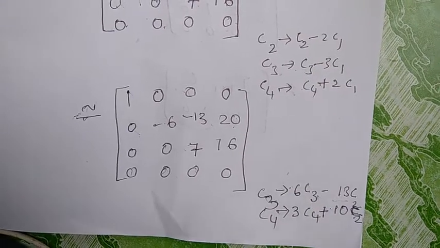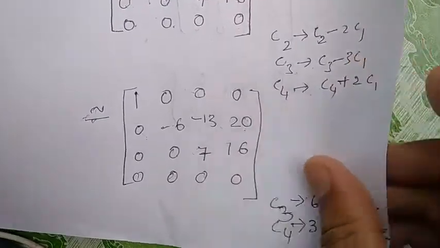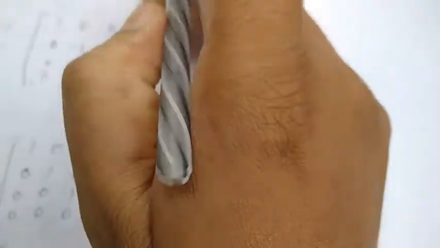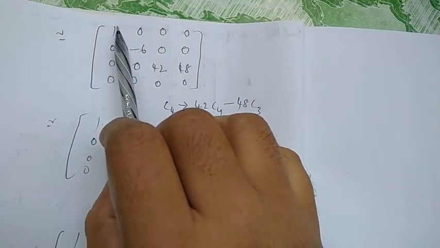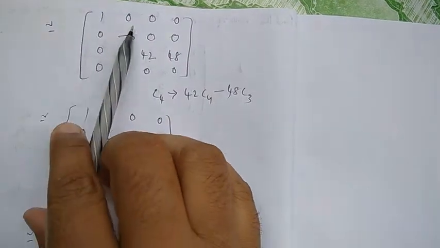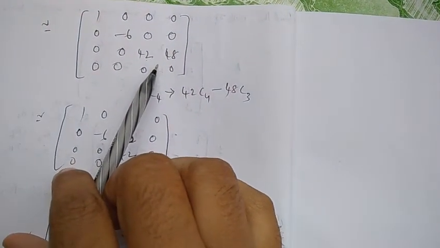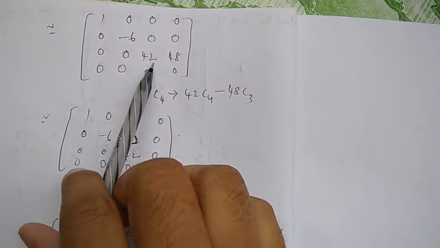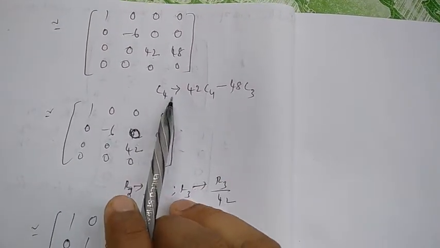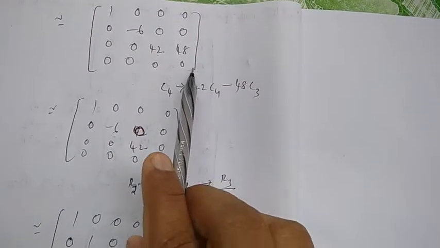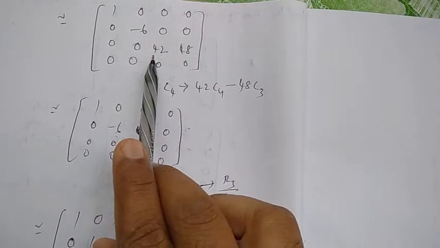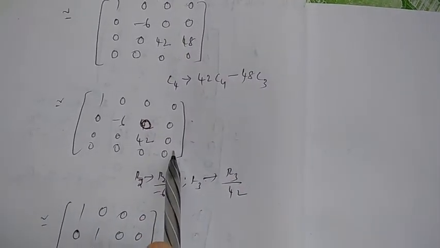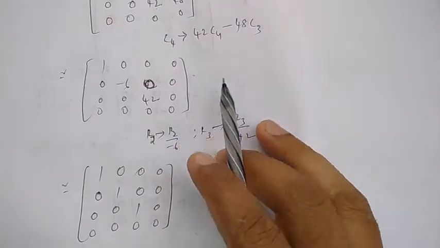Now use this operation. There is no change for C1, C2, and C3; only C4 changes. We use this and get this term. C4 changes to 42 into C4 and 48 into C3. We convert this position to 0. Now we get an identity matrix.